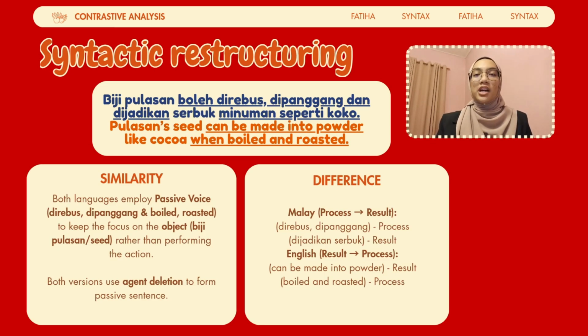While in English, on the other hand, it completely flips this layout by following a result-first order. So in English, the grammar prefers to front load the main independent clause to get straight to the point. So therefore, the English syntax structures the sentence by leading immediately with the final outcome, which is can be made into powder. And then later explain the preparation process, which is when boiled and roasted. So when boiled and roasted is a subordinate clause in the sentence. So it moves backward from result and then the process.